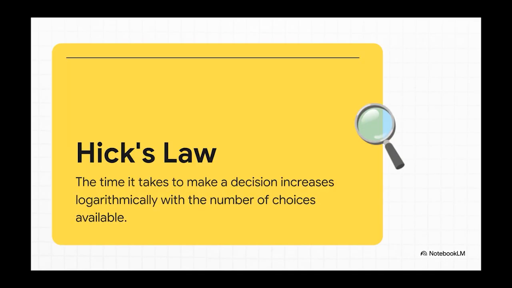Okay, next up in the engineer's kit is Hick's law. This one isn't about the time it takes to move your mouse, but the time it takes to use your brain, your decision time. And it says that the more choices you give someone, the longer it's going to take them to actually make a decision. And the scary part is, it's not a straight line. Every new option you add makes the decision that much harder. It's the law of analysis paralysis.